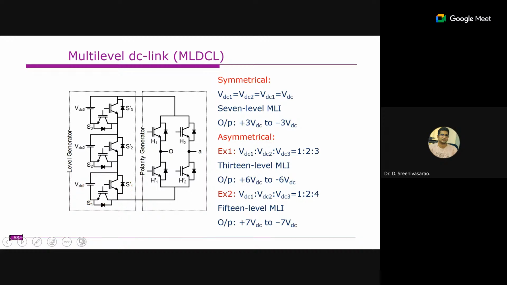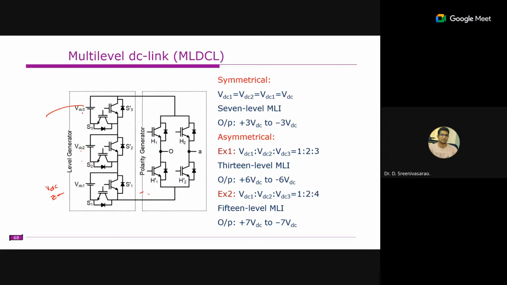The operation is simple. So you're measuring the voltage between these 2 points. When this switch S1 dash is on, it is short circuit, you will get the zero voltage. When S1 is on, you will get the VDC voltage. Assume all are same. VDC 2, VDC 3, which is equal to VDC. Right. So that means each cell is producing VDC voltage and zero. Similarly, this is VDC voltage and zero. All are like that. Right.